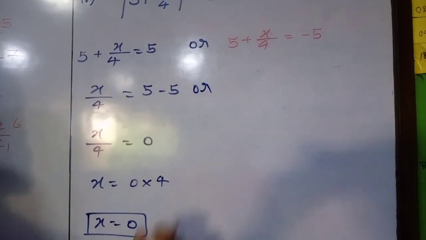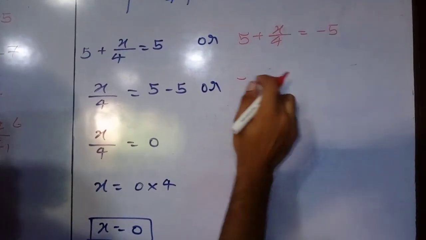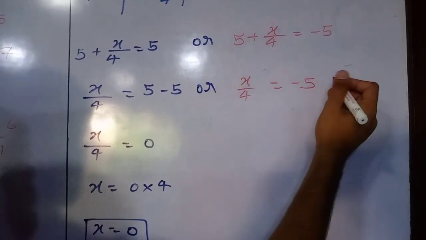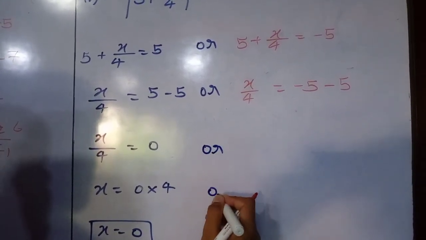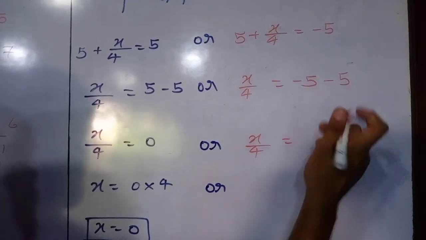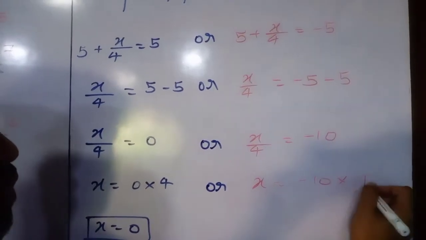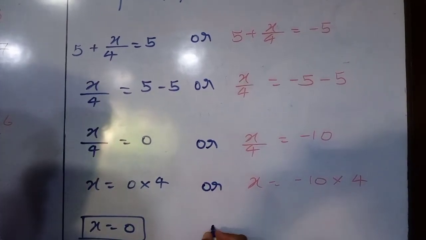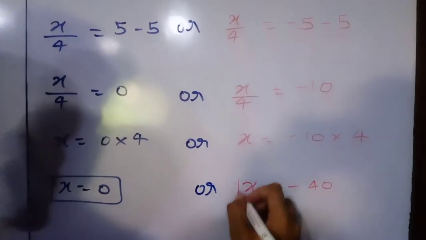Or 5 plus x upon 4 is equal to minus 5. So x upon 4 is equal to minus 5. This plus 5 also becomes minus 5. Then x upon 4 is equal to minus 5 minus 5, will become minus 10. x is equal to minus 10 into 4. This is the division; when it goes to the other side it will become multiplication. Therefore we got the other answer: x is equal to minus 40.